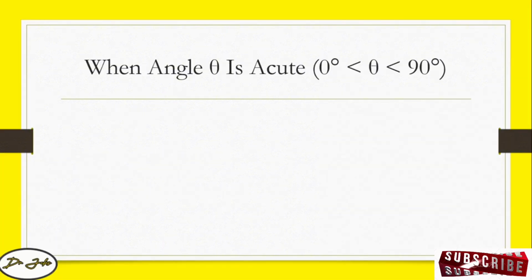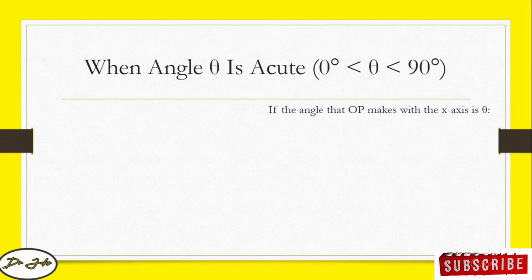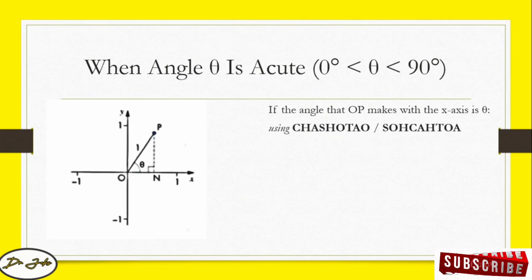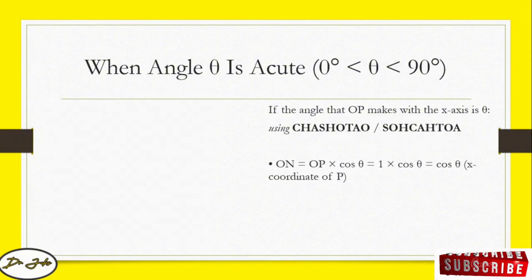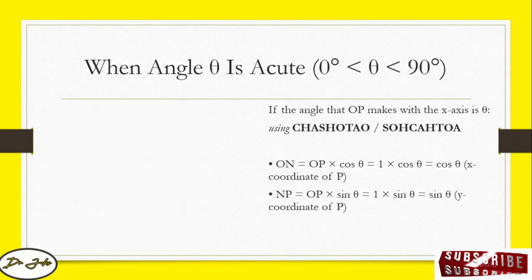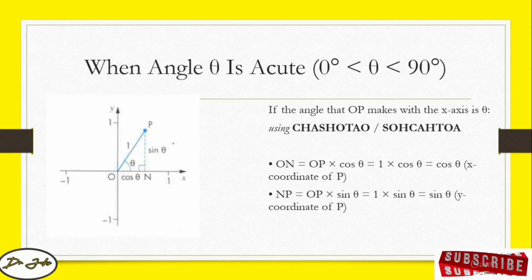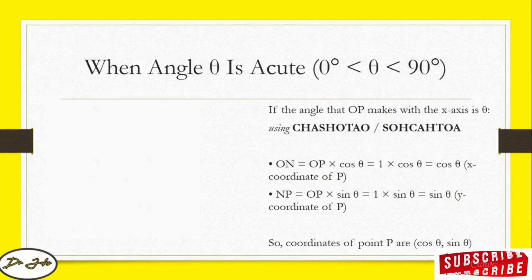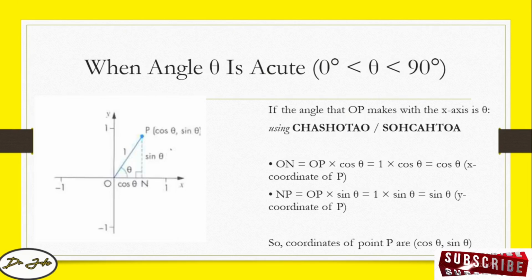What happens when the angle is acute, between 0 and 90 degrees? So let's say the rod OP makes an angle called theta with the x-axis, and theta is an acute angle, meaning it's between 0 and 90 degrees. Here's what happens. The length of the adjacent side, that's ON, is equal to 1 times the cosine of theta, which is just cosine of theta. So the x-coordinate of point P is cosine of theta. The length of the opposite side, that's NP, is 1 times the sine of theta, so just sine of theta. That means the y-coordinate of point P is sine of theta. So basically, when theta is acute, the coordinates of point P are cosine theta, sine theta.